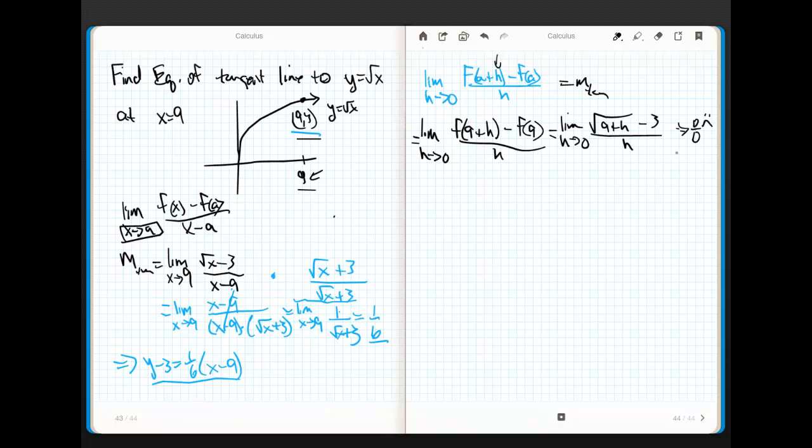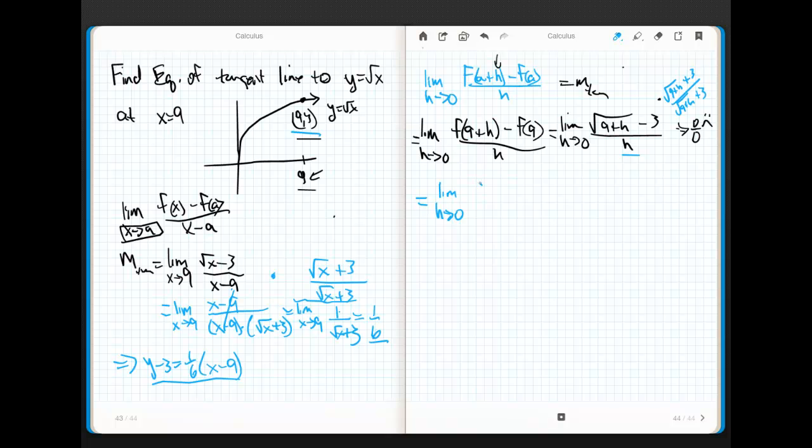We have to rationalize. So I'm going to pull exactly the same trick, only let me change colors to do it. I'm going to do root 9 plus h plus 3 over root 9 plus h plus 3. It's just a goofy looking 1. I can multiply by 1 anytime that I want. And let's see what happens. Hopefully we can make those h's disappear, or at least that h, right?